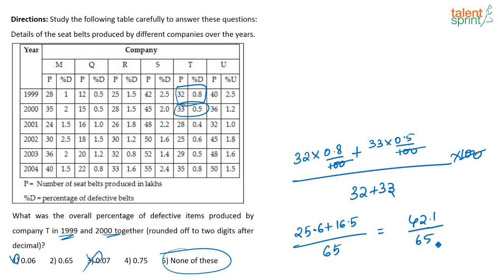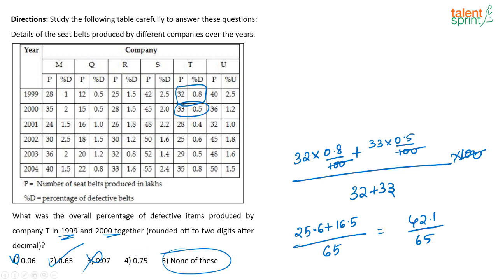See, 42 divided by 65, when you do it, the answer definitely will not be 0.07 or 0.06. So eliminate those two options. It has to be one of these options. Yes. Okay. So when you solve it, actually you will get the answer as 0.65, I think. Right? See, it cannot be 0.75.